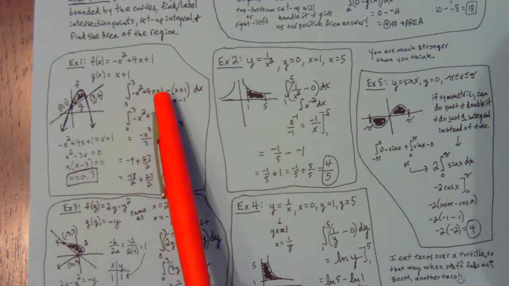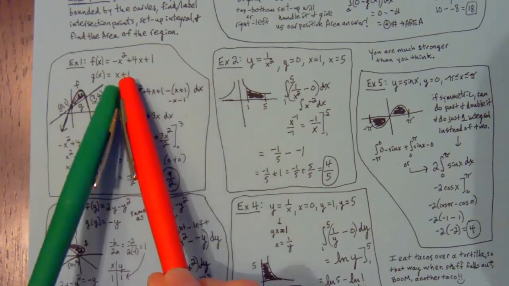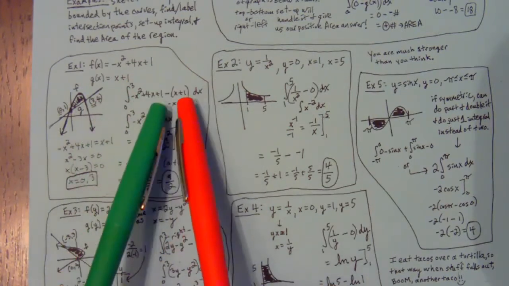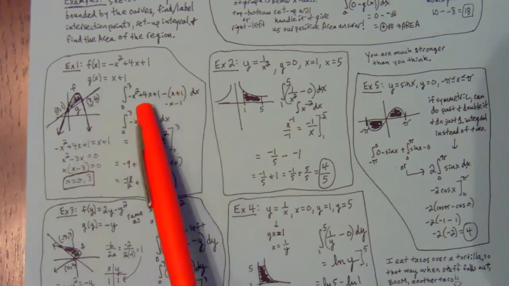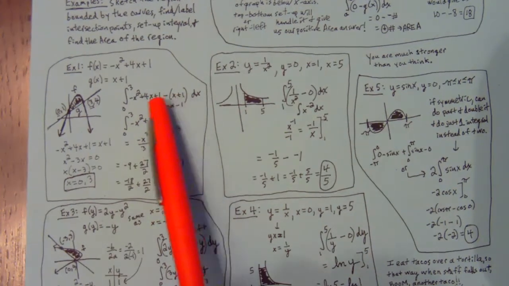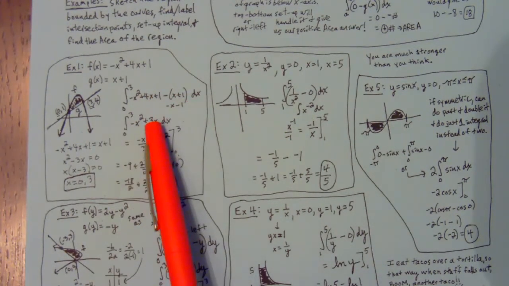So you're going to set up top curve minus the bottom curve. Now when you go minus the bottom curve, you're minusing that whole thing, so that whole thing's got to be in parentheses, right? So just be careful with that. Minus the whole thing as one unit, distribute the negative. There's a function we're integrating.